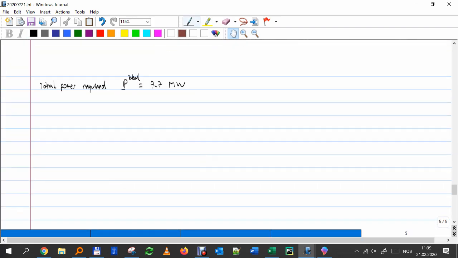So now let's use the equations. The equations are in the part of my compendium that I gave you. This one.